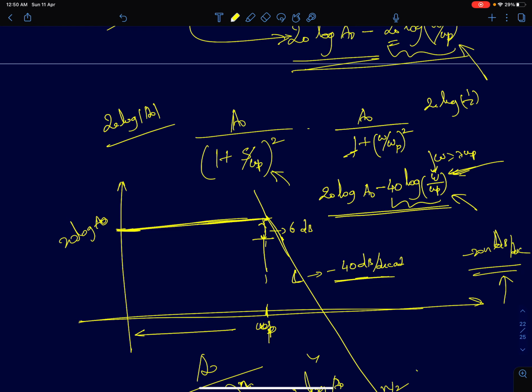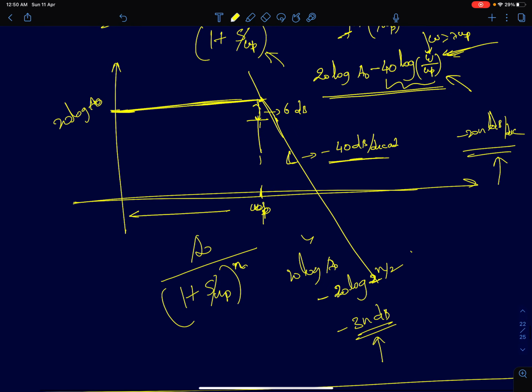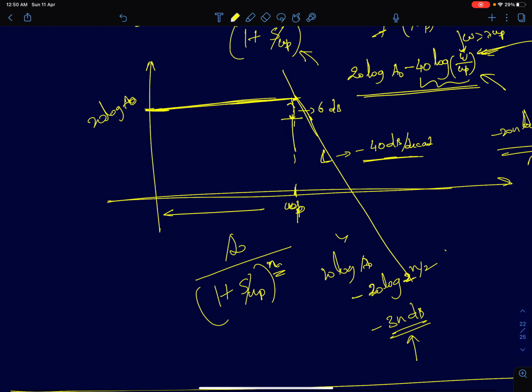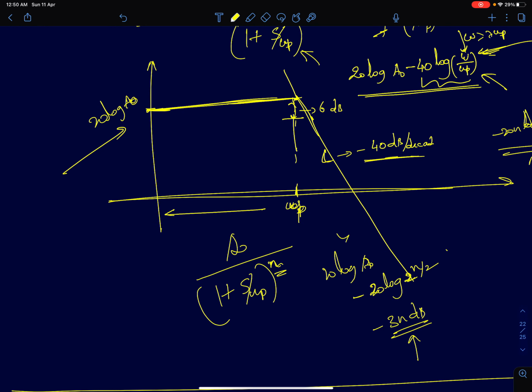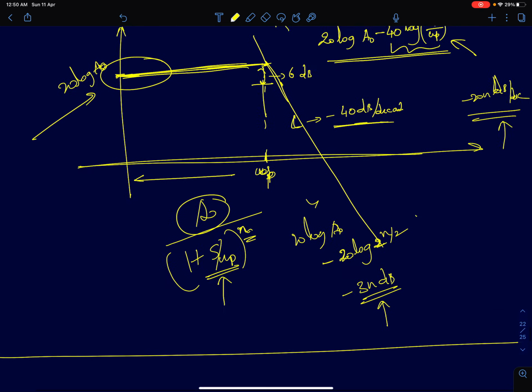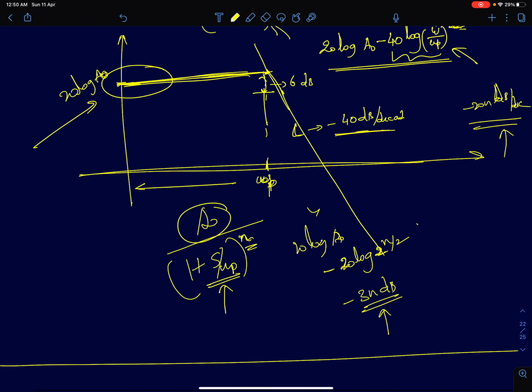Now I can generalize this and assume n poles. If I have n poles, the graph will look the same at low frequencies. The DC value is the same, because when I substitute s equal to 0 or omega equal to 0, the DC gain is still A0. So the low frequency part will look the same. But for frequencies much greater than omega p, this function is going to decay with a much faster slope. It's going to look something like this.